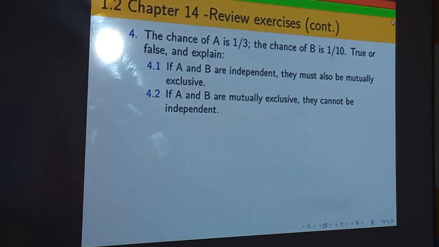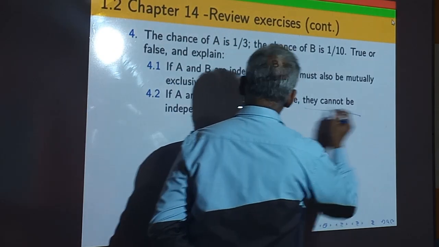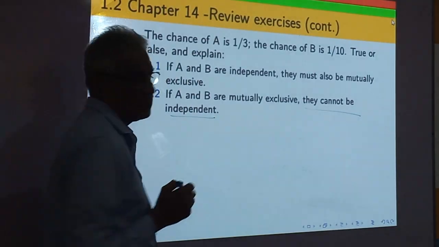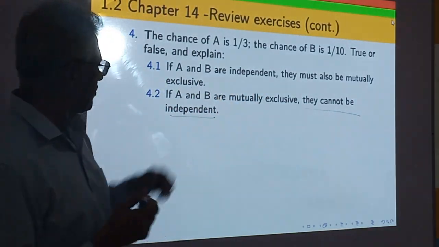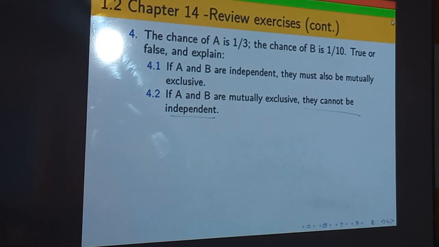If A and B are mutually exclusive, they cannot be independent. That means they should be dependent. So, in other words, asking if A and B are mutually exclusive, should they be dependent? I think yes, because of the maths. P(A ∩ B) must be 0, so if they were independent, it should be P(A) × P(B). So either way, P(A) or P(B) must be 0.